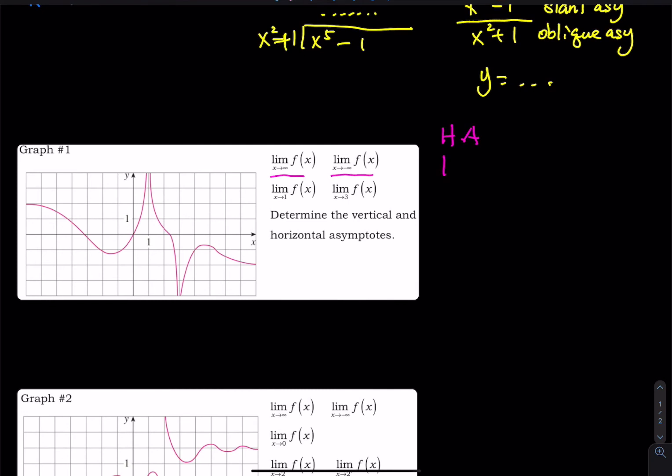So the limit as x approaches infinity of f of x, which side should I look at? Positive infinity is the right side, which is right here. As x approaches positive infinity, y approaches where? y approaches negative 2, right? As x approaches negative infinity of f of x, left end, y approaches positive 2.